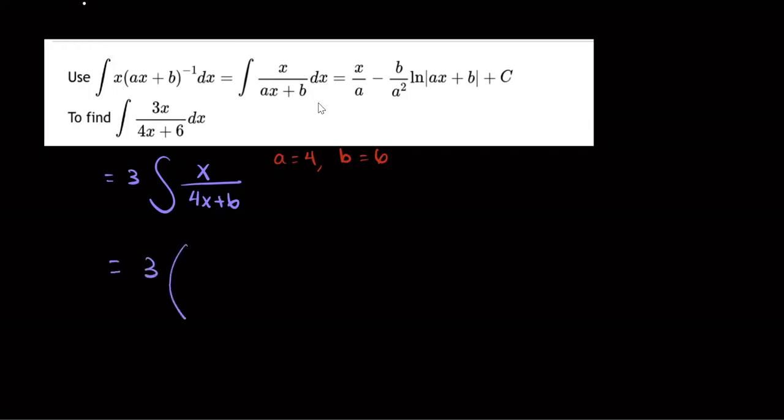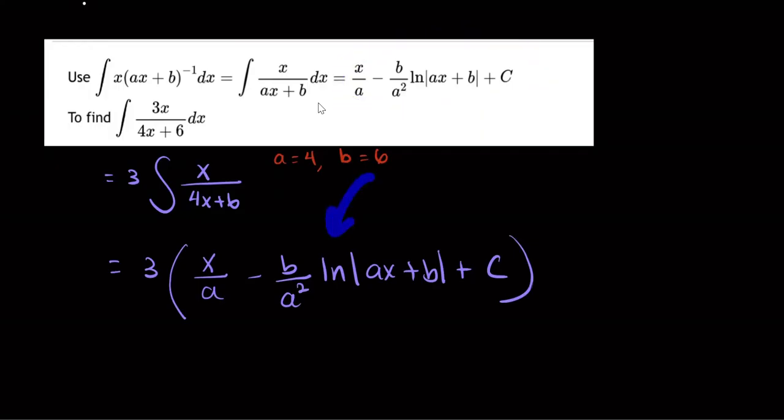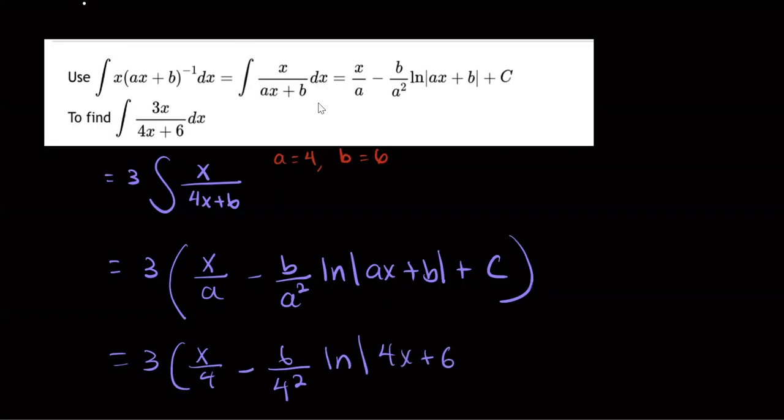So I still have a 3 on the outside of the integral, so it should be on the outside of the parentheses. And then I have x over a minus b over a squared times ln of ax plus b plus c. I truly just literally copied it down. Now I can plug in all of my a's and b's, and so I will have 3 times x over 4 minus 6 over 4 squared times ln of 4x plus 6.